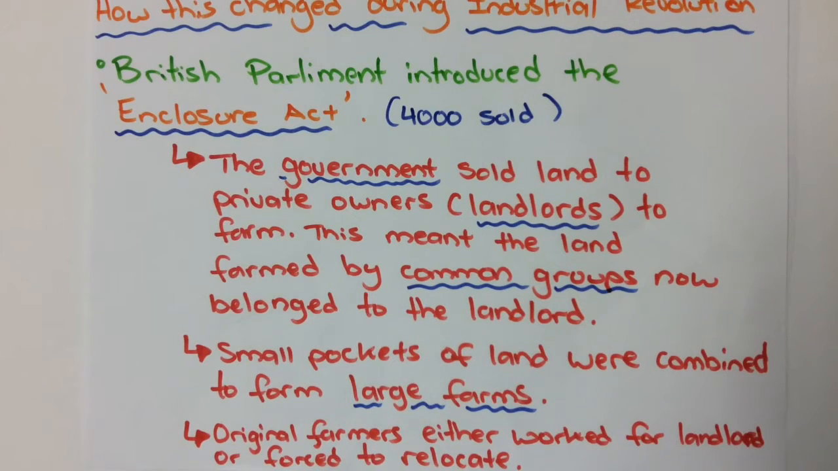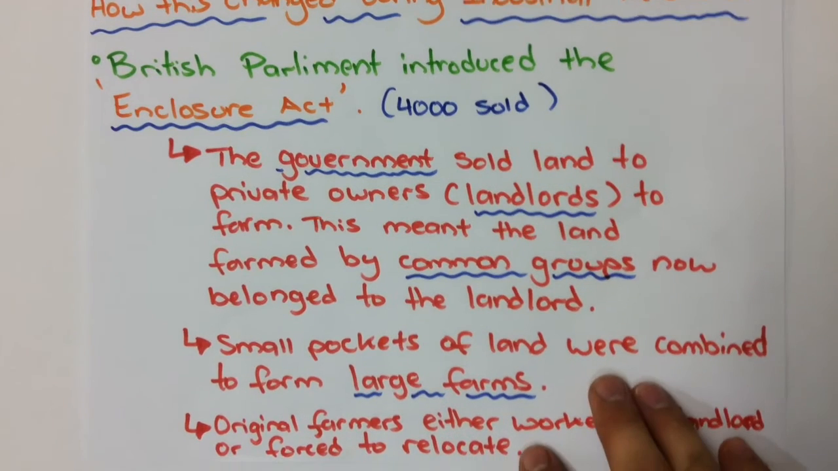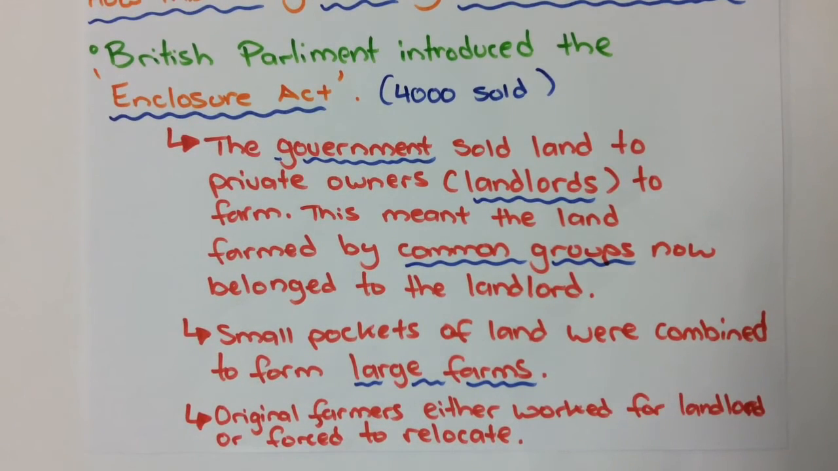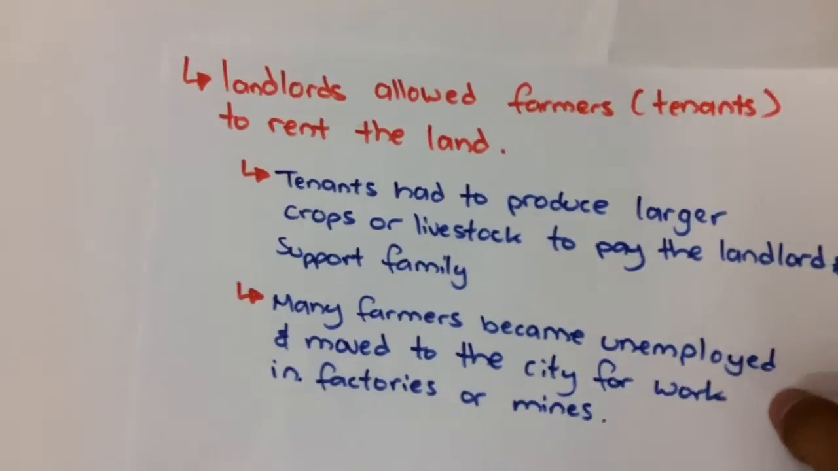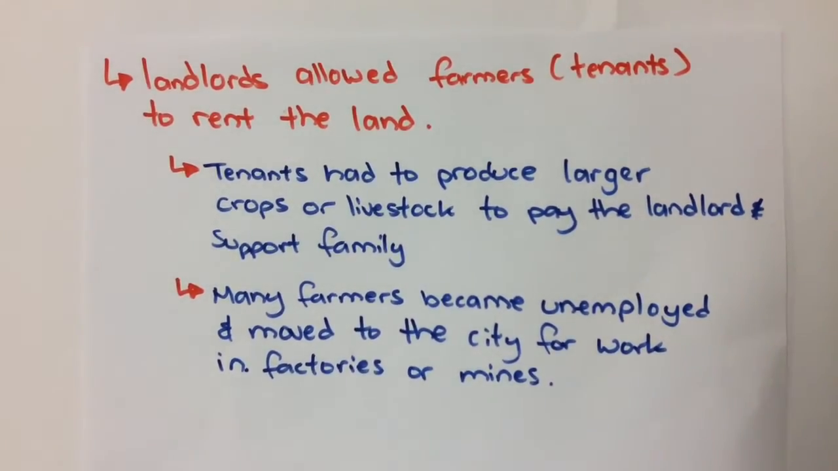Those small pockets of land were quite often combined to form large farms. That meant that those original farmers who'd been working on that land for generations were either forced to relocate or work for that landlord. Those landlords allowed the farmers or the tenants to rent the land for a cost. The tenants had to produce larger crops or livestock to pay the landlord and to support their family. Many of those farmers then became unemployed and moved to the city for work in factories or mines.